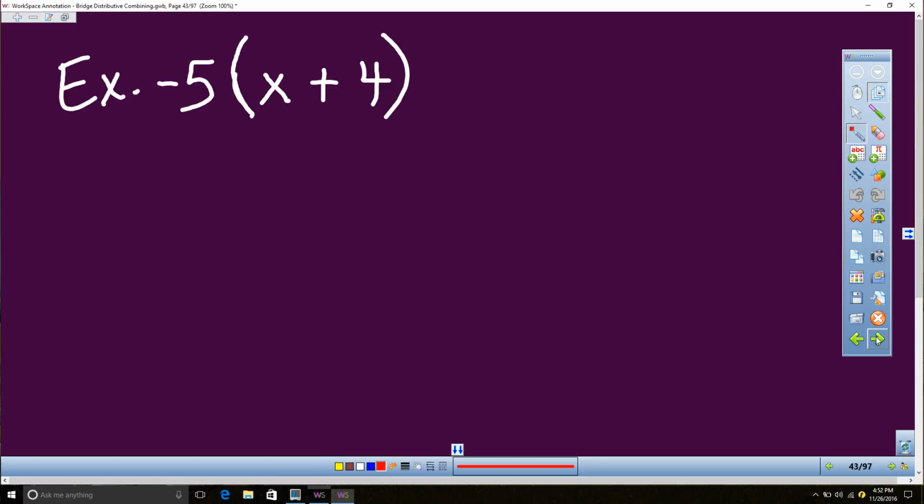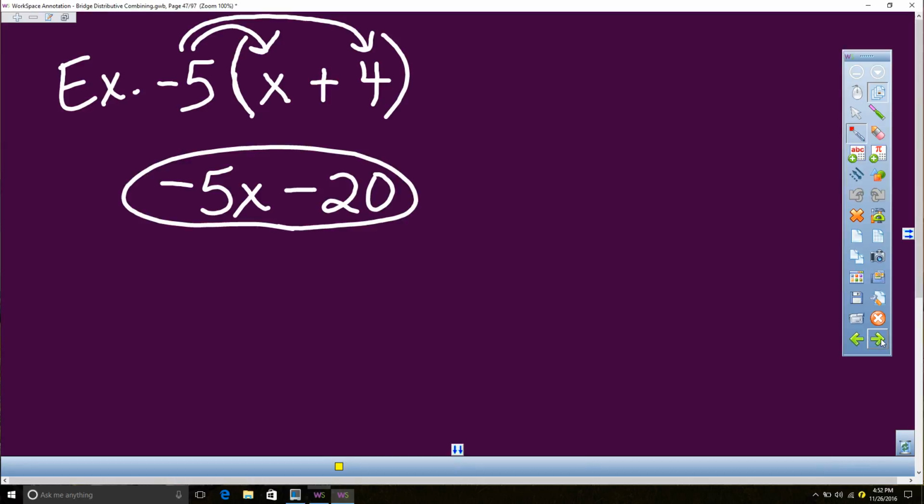Here's another example. Since I cannot go ahead and use the order of operations because I have an x here, I'm going to use the distributive property. Now pay attention to your signs. The signs are different, so the answer is negative. Here again, the signs are different, so the answer is negative.